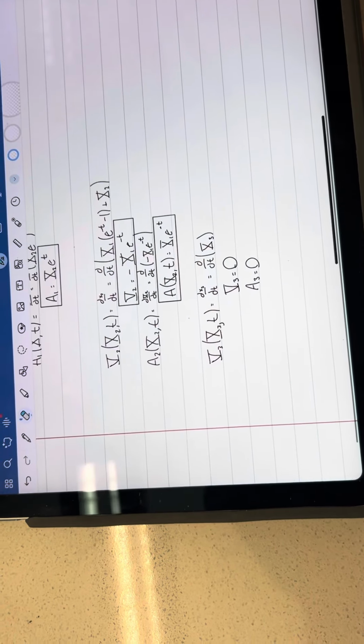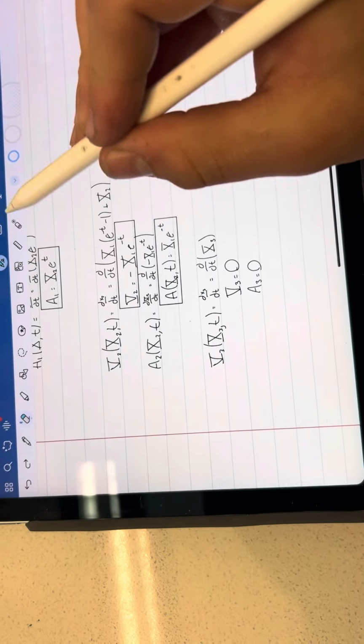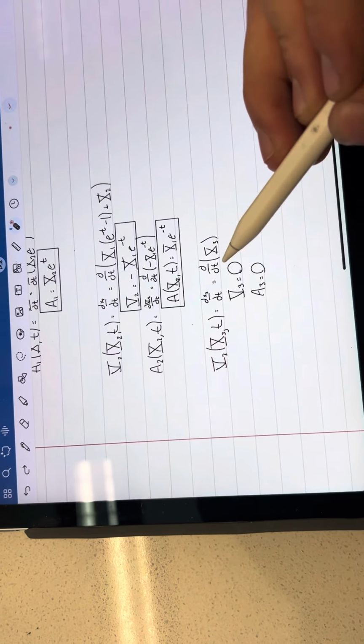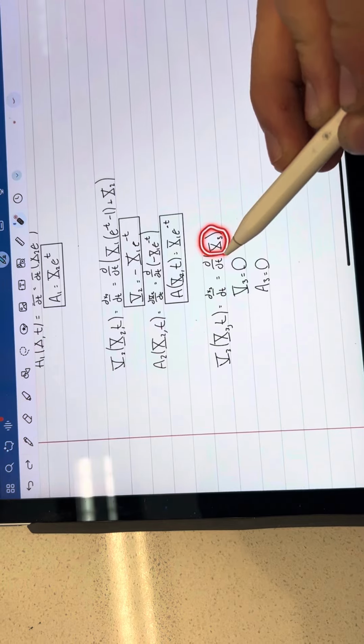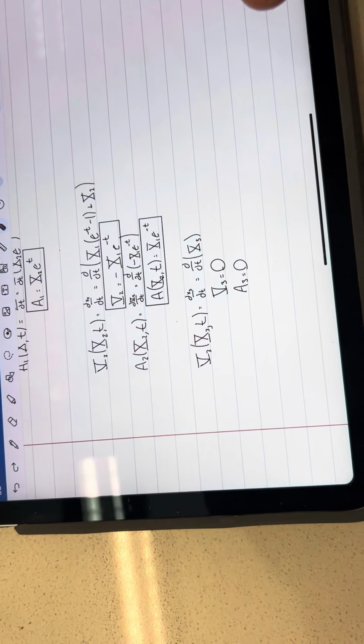And so for the final component, we're actually going to end up taking v sub 3. Very similarly, since we don't have any components that are dependent on t, we end up getting 0 and 0 for that final.